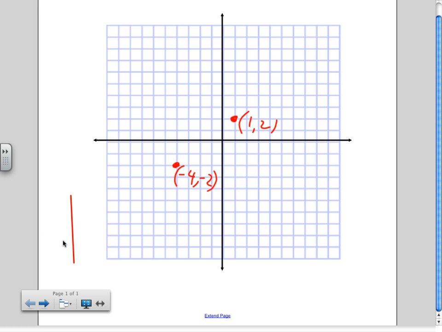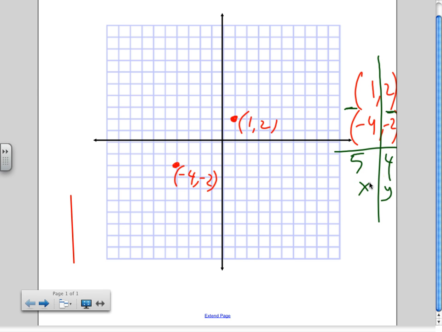Can you quickly find a slope for me? How do I set this up again? Subtraction. 1, 2, negative 4, negative 2. Notice I don't even care which point I pick. I just line them up right away, and then I subtract. Subtract, subtract. 1 minus negative 4 is 5. 2 minus negative 2 is 4. And this is y, this is x, so therefore it's going to be 4 over 5.